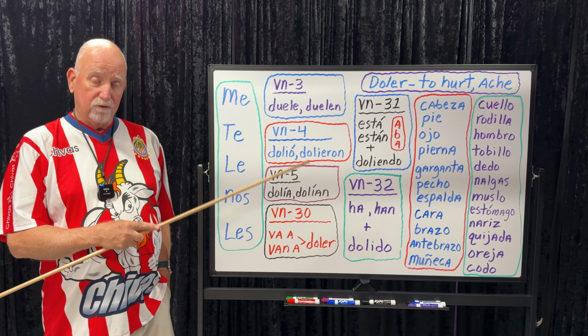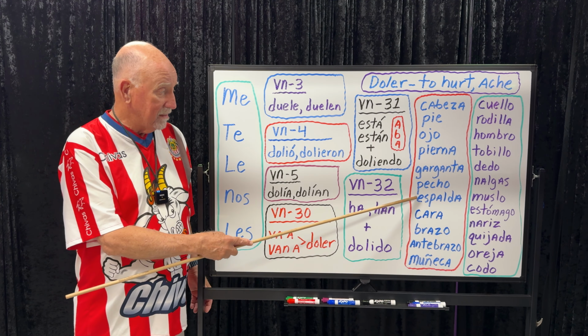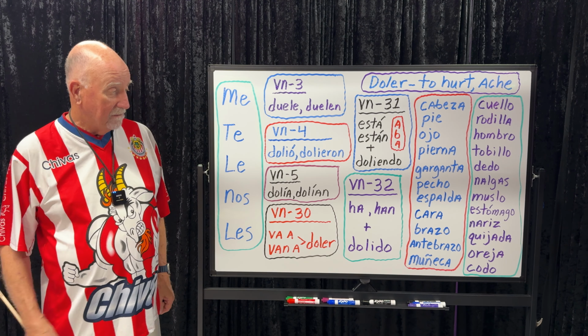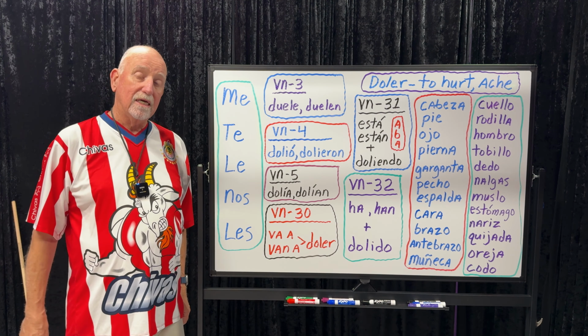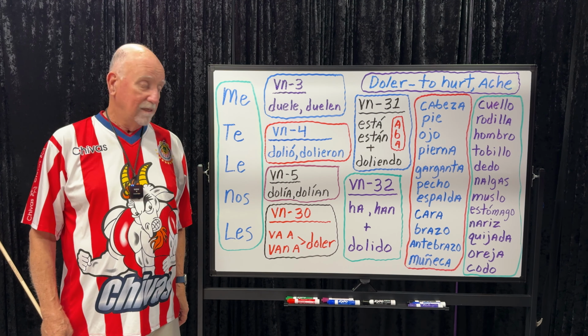So if you want to go into the past tense with doler, you're going to slip right down here to dolía, dolían, almost every time. So if you want to say his back was hurting, le dolía la espalda. My face was hurting, me dolía la cara. If you want to say their fingers were hurting, les dolían los dedos.